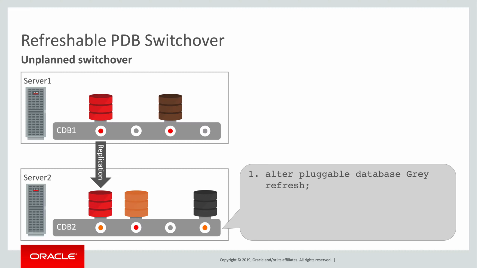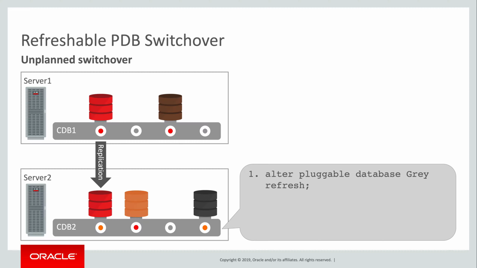Remember that, although the source PDB is no longer available, the refresh process involves reading redo from the primary CDB's redo stream, online redo log and archive redo log files. For the purposes of this discussion, we assume that the source CDB, including its redo stream, is intact, and that the failure is confined to the source PDB alone. Therefore, it is reasonable to assume that this final refresh will succeed.